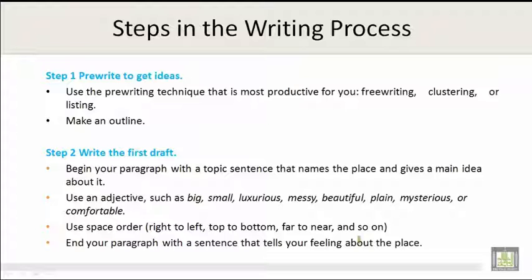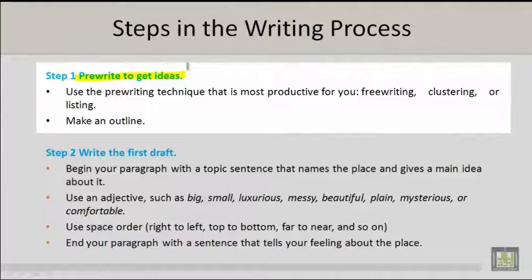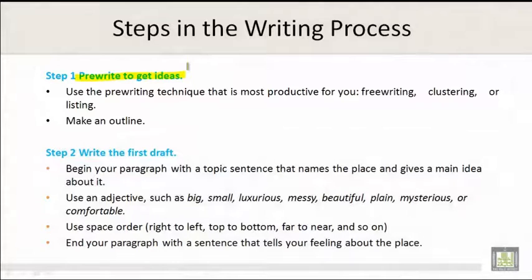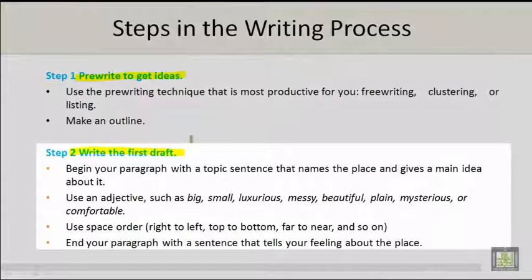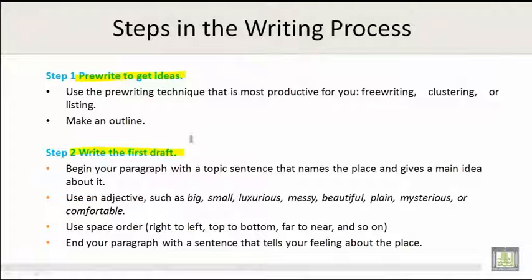Steps in the writing process. Step 1. Pre-write to get ideas. Use the pre-writing technique that is most productive for you: free writing, clustering, or listing. Make an outline. Step 2. Write the first draft. Begin your paragraph with a topic sentence that names the place and gives a main idea about it. Use an adjective such as big, small, luxurious, messy, beautiful, plain, mysterious, or comfortable. Use space order: right to left, top to bottom, far to near, and so on. And end your paragraph with a sentence that tells your feeling about the place.